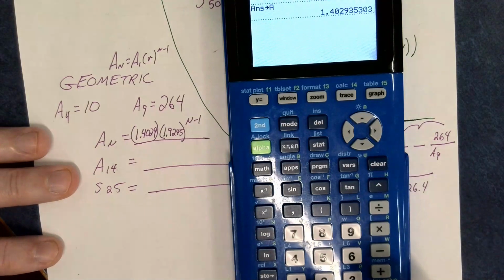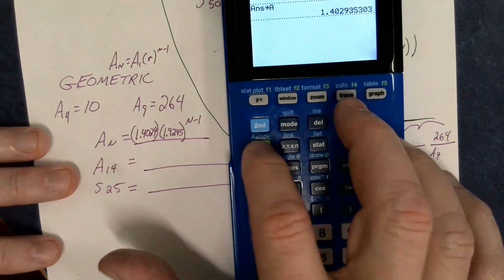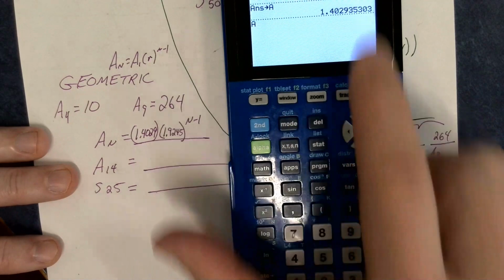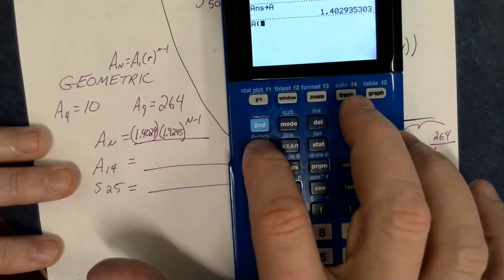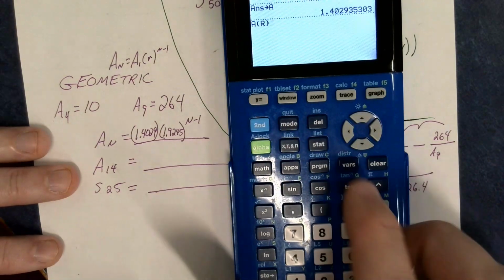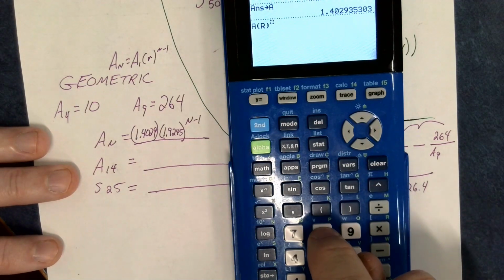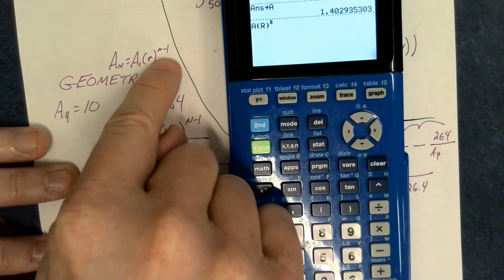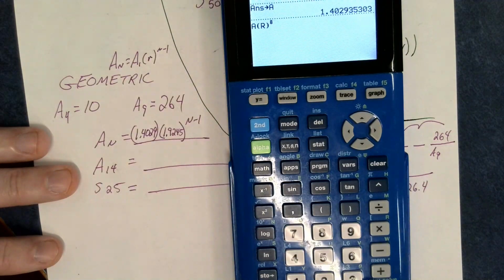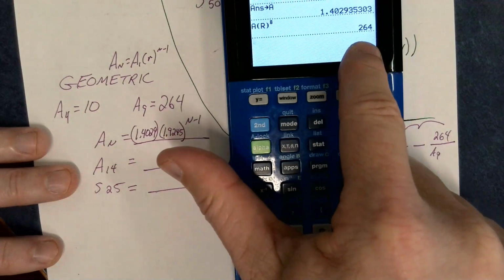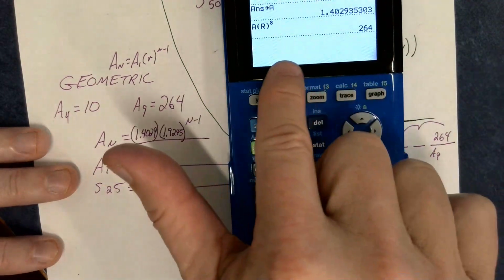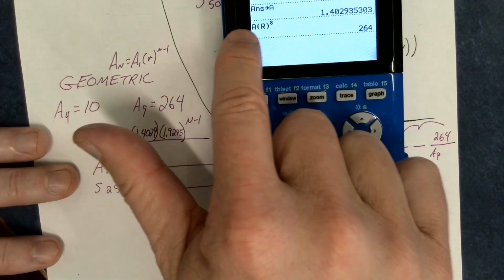So a1, which is alpha A, right, times the rate, alpha r, and I'm checking the ninth term, that would be the 9 minus 1 power, so I raise it to the 8th, right, 9 minus 1, and I should get 264. Look, I got 264. So I know that that works. So a1 is A, rate's there, 8.